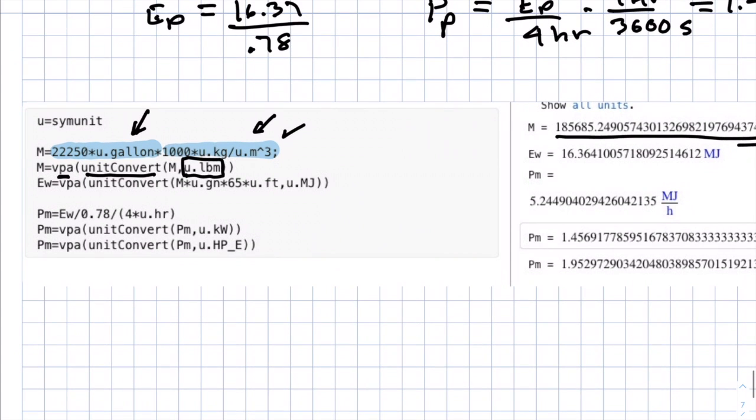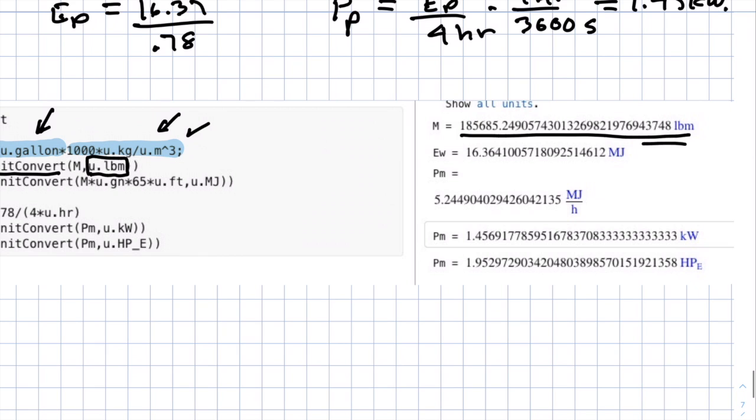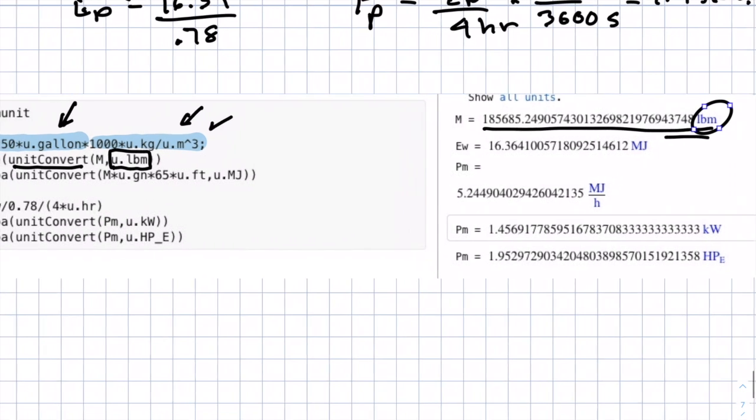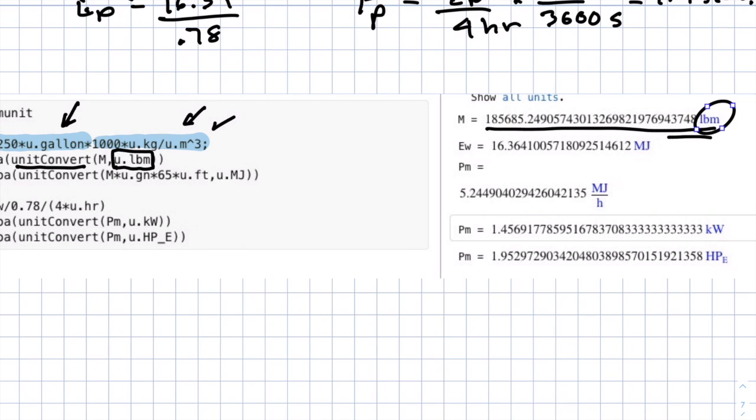If I had tried to put pound force there, I would have gotten something different showing up in terms of these units, because it would have been a derived unit. There would have been extra terms in there, probably u.gn, because the gravitational constant is involved with conversion between pound mass and pound force.